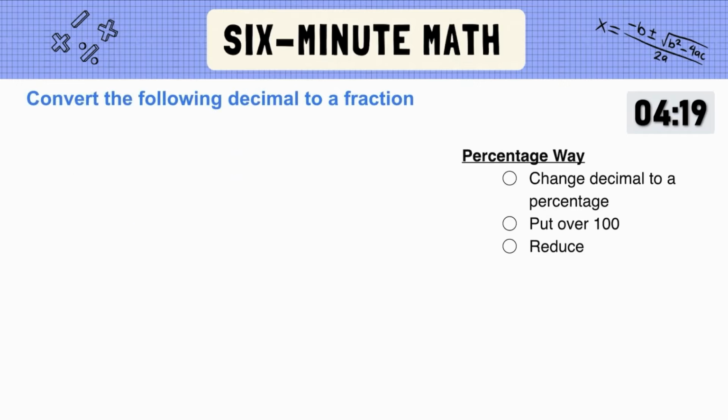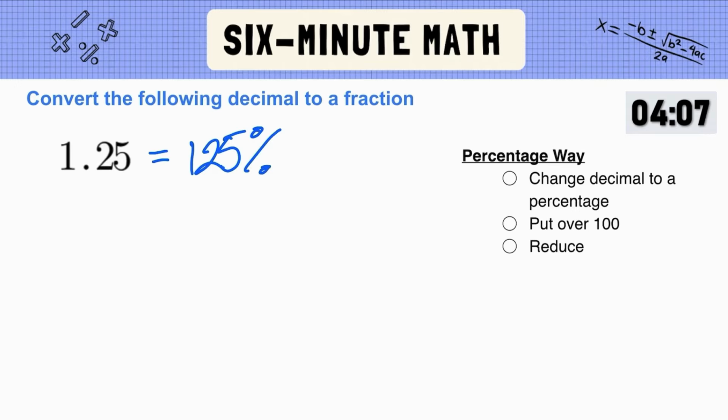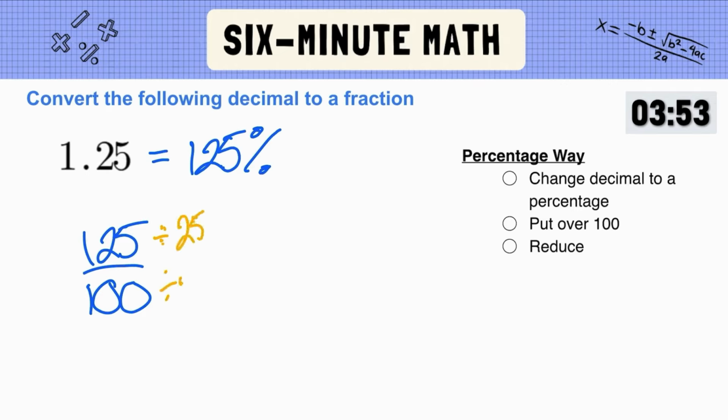Another example here, we're going to change 1.25 to a fraction using the percentage way. 1.25 as a percentage is 125%. Any percent is out of 100, so this would be 125 out of 100. And then I'm going to reduce. In this case, I'm going to divide each by 25, for a final answer of 5 over 4.